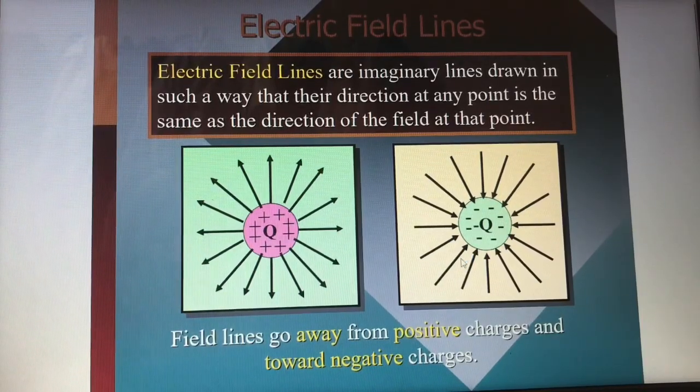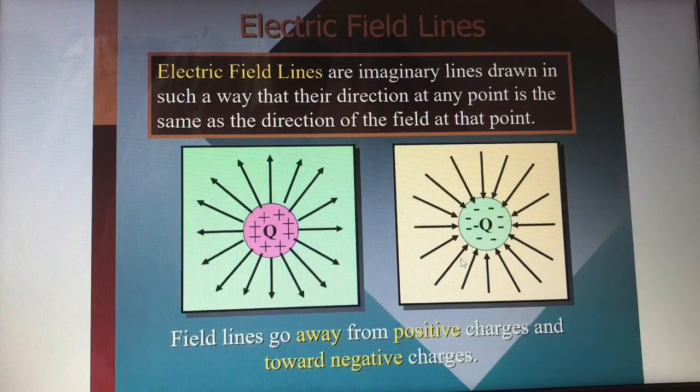Here there are certain properties, rules and applications to describe the electric field lines. Electric field lines are imaginary lines drawn in such a way that their direction at any point is the same as the direction of the field at that point.